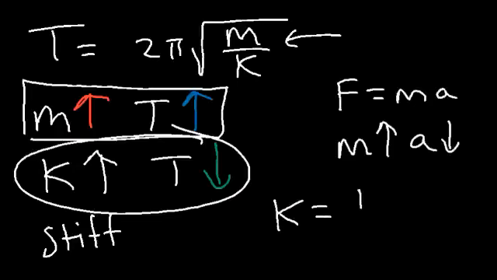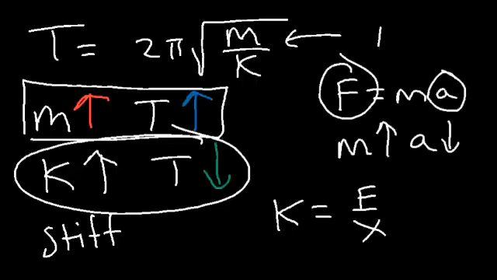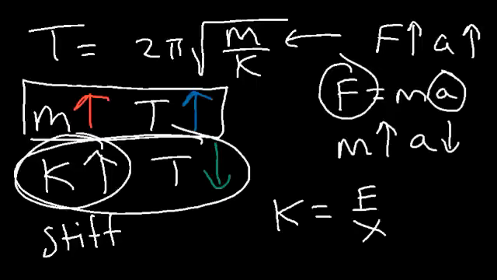So keep in mind, k is F over x. A large k constant means that a greater force is required to stretch it the same distance. And if the force is greater, the acceleration will be greater as well. And a higher acceleration means a fast moving object. It can quickly gain speed. And if the object is moving faster, then it's going to take a shorter time to oscillate back and forth. And so that's why as you increase the value of k, it oscillates faster and the period is reduced.